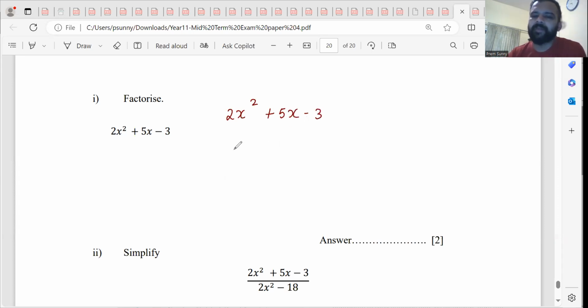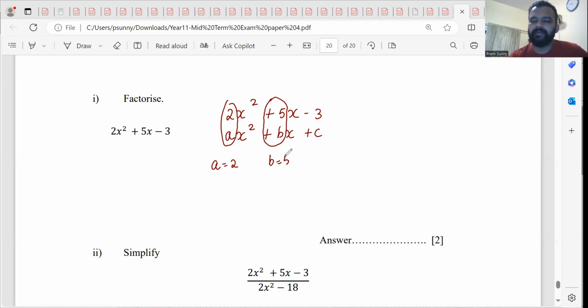To factorize, we always have to start with the standard form of a quadratic expression. The standard form of a quadratic expression is ax square plus bx plus c. Compare them and write down the values of a, b, and c. So when you compare them, the value for a is 2, the value for b is 5, and the value for c is minus 3.